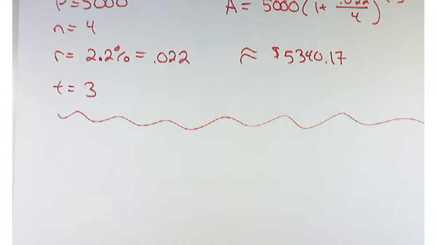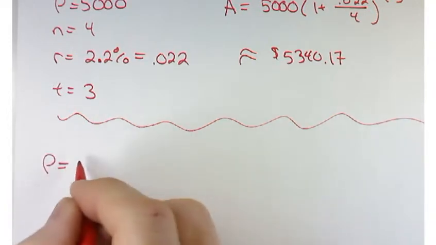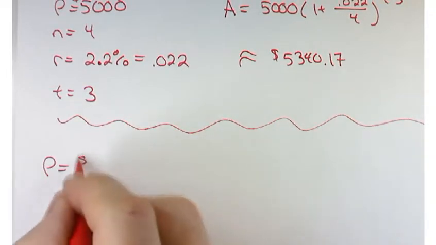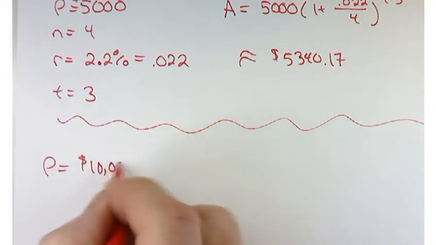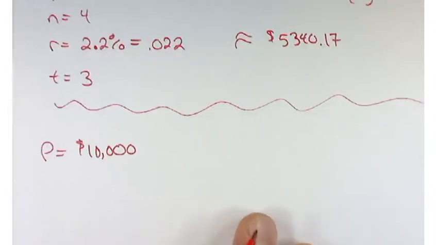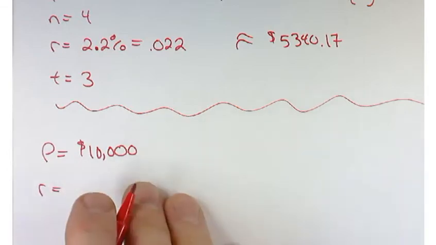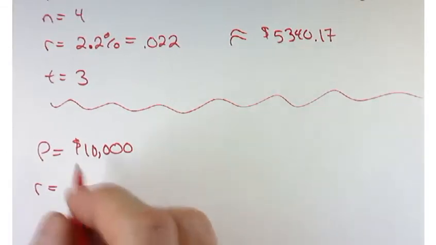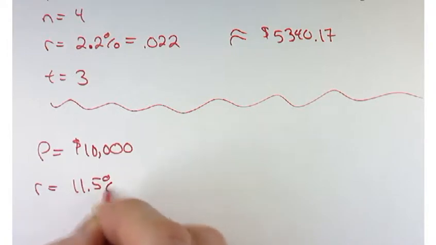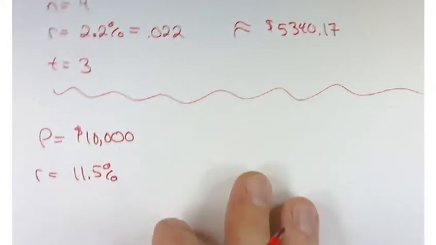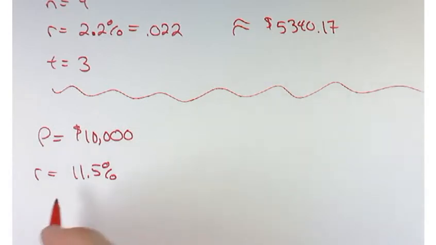So, let's try this one. Principal, this time we'll do $10,000. Quite often when you invest money in a mutual fund or something similar, they tell you what's going to happen to a standard investment of like $10,000. Historically, the stock market receives about 11.5% interest. That figure's probably out of date. I'm sure it's within a couple percent, but I'm not sure that it's exact anymore.